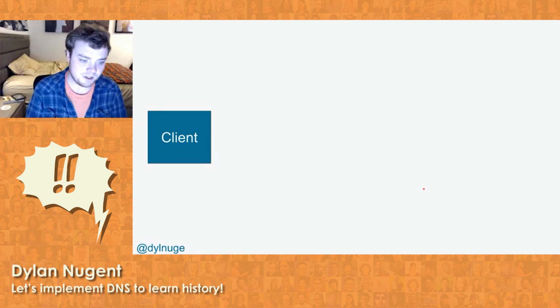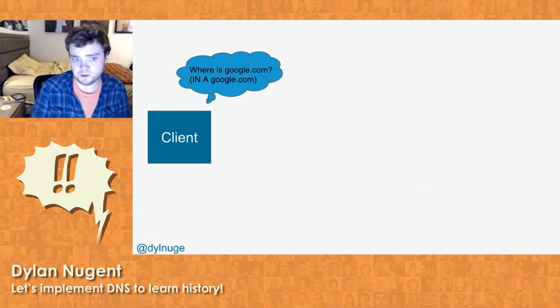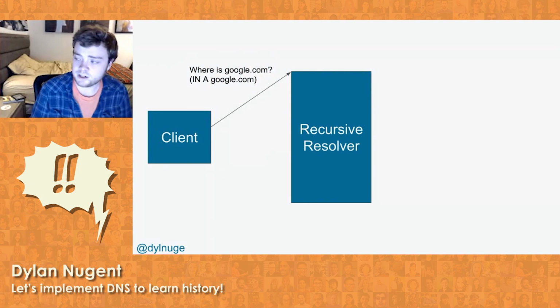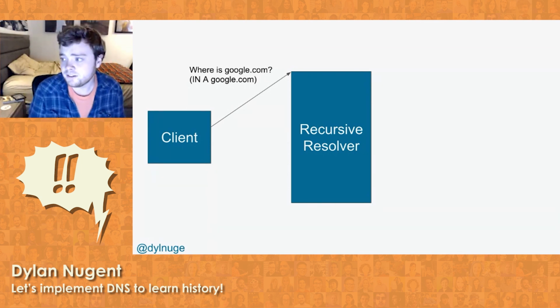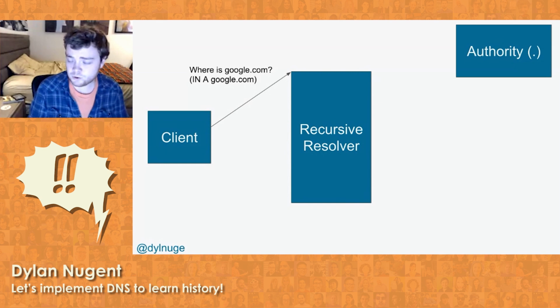So for instance, if we have a client and we want to know where google.com is, we'll go and talk to a resolver. A recursive resolver is one of the two major types of DNS servers on the internet. It's going to be able to answer any question that we've got, and it's going to go talk to authoritative servers that know part of the answer.